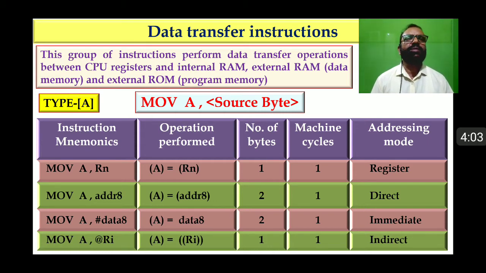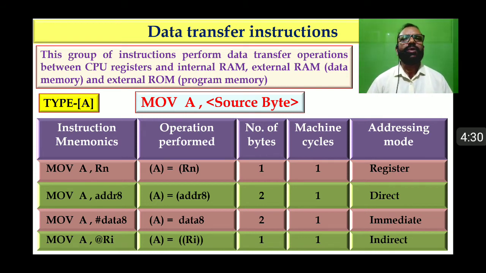This instruction also requires 2 bytes for its storage, because 1 byte is for the opcode for MOV A, and the second byte is for the immediate data. The addressing mode is immediate, because the second byte is holding the immediate data. So data is immediately available as part of the instruction, that is the second byte. So the addressing mode is immediate.